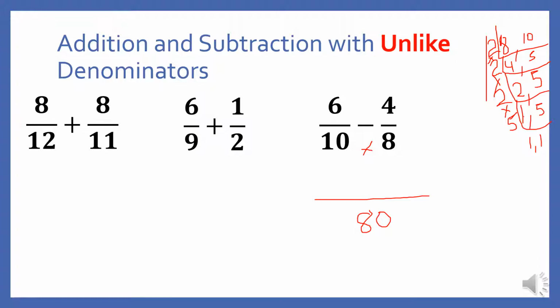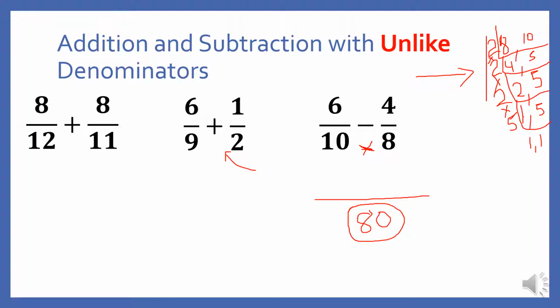So as you can see here, 80 is also a common multiple of 10 and 8, but is 80 the lowest? No, it is not. Okay, so that's why it's always safer to check your answer, because I just showed you that you can use this technique with this question, but I'm also showing you that that technique would not work for all the questions. So the best thing to do is to double check.